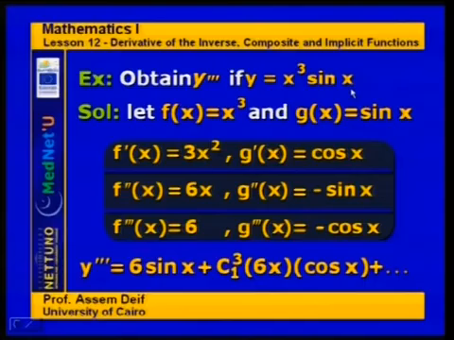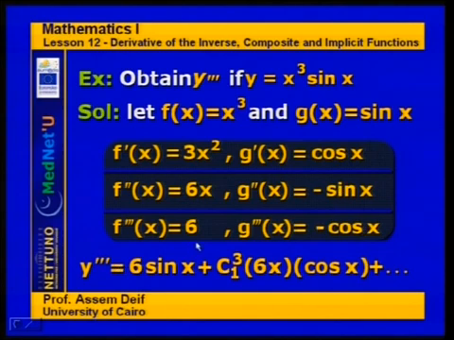Suppose, for example, finally you have y equal to x cubed sine x, and you wish to obtain, for example, the third derivative. All you have to do, this is the first derivative of f, this is the second, and this is the third. And this is the first derivative of g: sine gives cosine, and again gives minus sine x, and again minus cosine x. And now what is the third derivative?